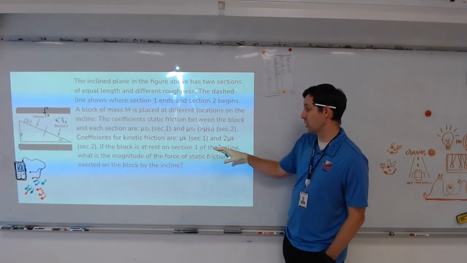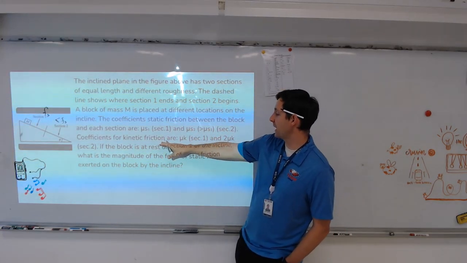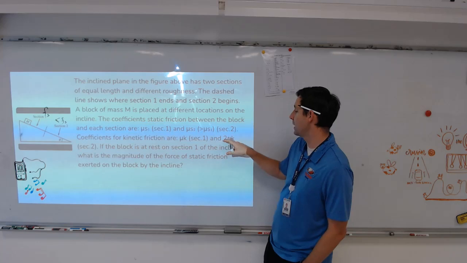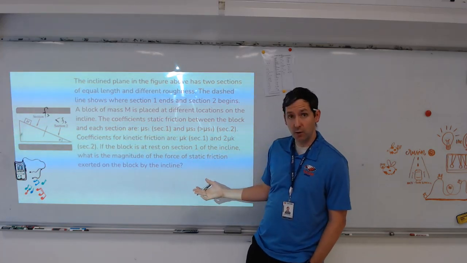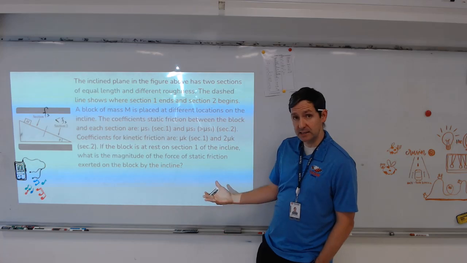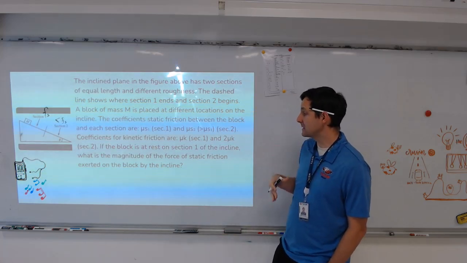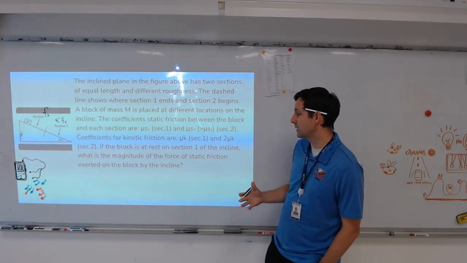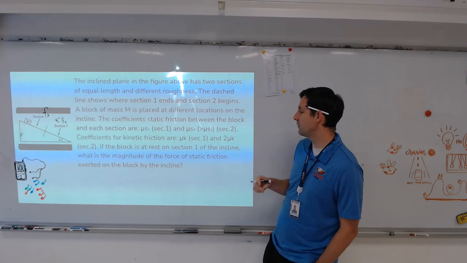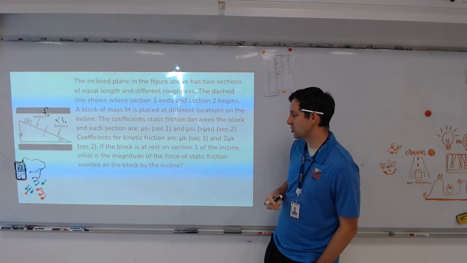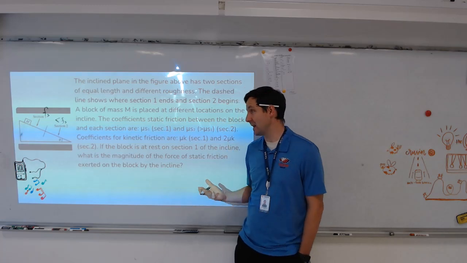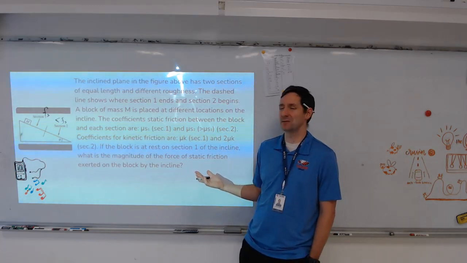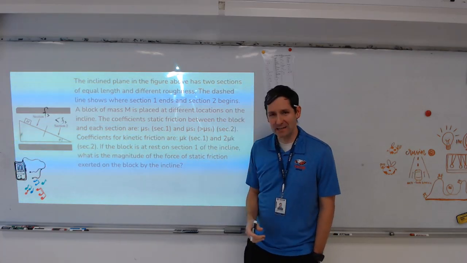Coefficients for kinetic friction are mu k for section 1 and 2 mu k for section 2. So again, the coefficient of friction is larger in section 2. If the block is at rest on section 1 of the incline, what is the magnitude of the force of static friction exerted on the block by the incline? So all that, and we actually don't need anything at all from section 2. It is at rest on section 1.